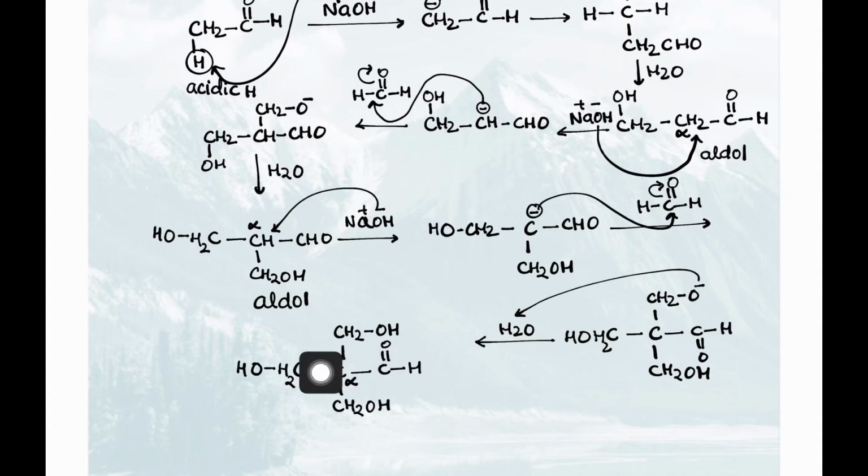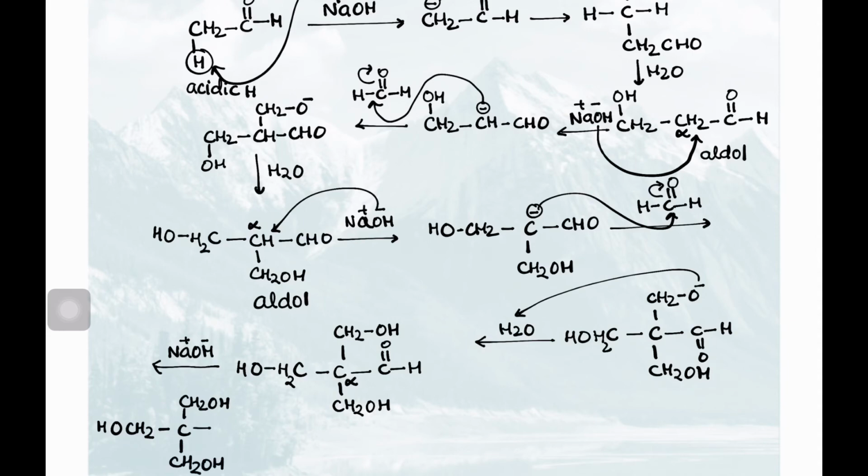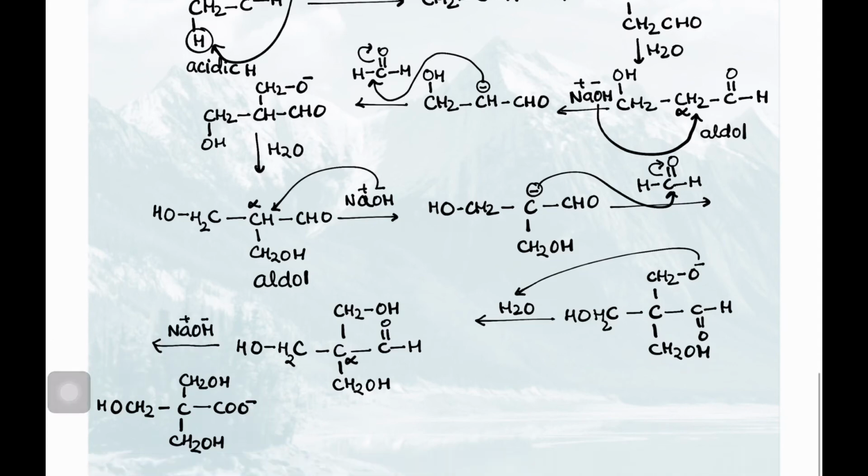So aldehyde having no alpha hydrogen will undergo Cannizzaro reaction in the presence of base NaOH. Cannizzaro is a disproportionation reaction, so this will get oxidized as well as reduced. Let me write the oxidized product first. It will be OH, CH2, C, CH2OH, CH2OH, and it will go to carboxylic acid. But because it is a base, H plus will be lost by this acid, and this will be in the form of carboxylate ion.